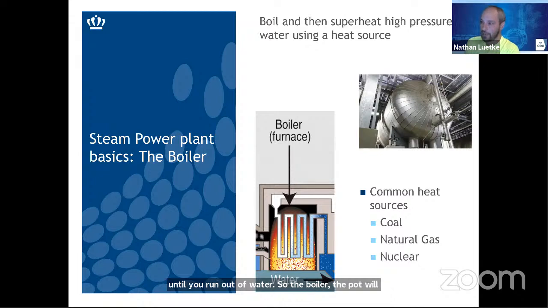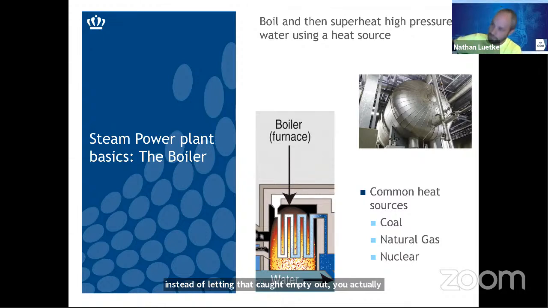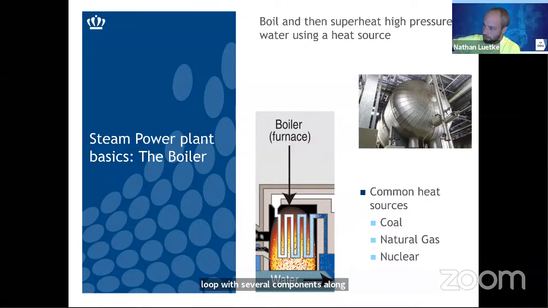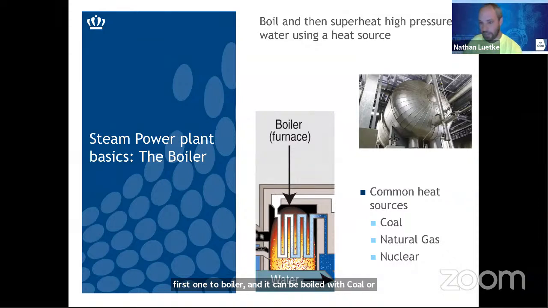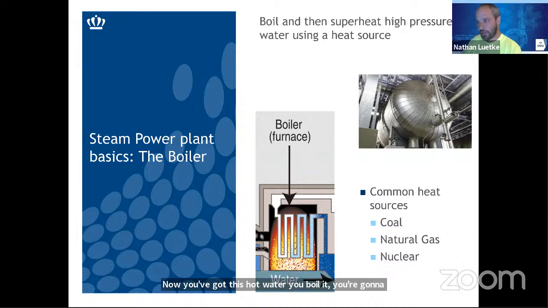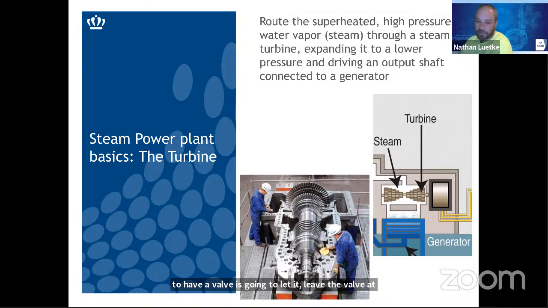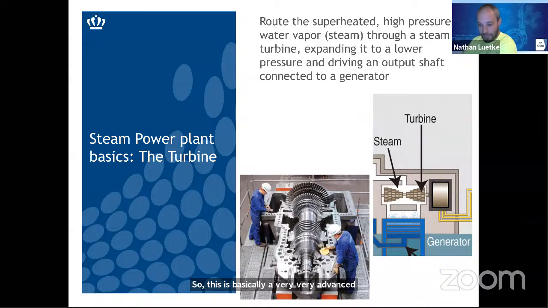Well, a steam power plant is the same concept, but instead of letting that pot empty out, you're actually going to route it into a closed loop with several components along that loop. The first one's a boiler, and it could be heated with coal, natural gas, even nuclear reactions that would heat the water up. Now you've got this hot water, you boil it, and you're going to have a valve that's going to let it leave the boiler at a certain pressure, and we're going to route it into a turbine. So this is basically a very, very advanced pinwheel. You can see down at the bottom, they've got the steam turbines opened up.